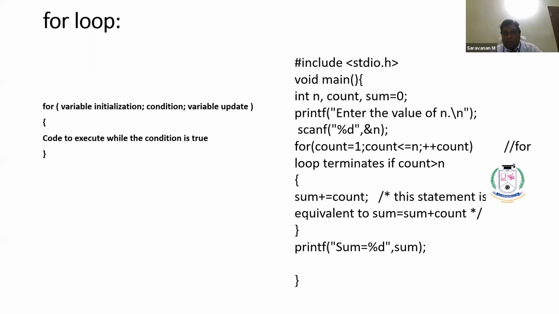In the code, for example, you can see for count equal to 1. This is the initial condition. The final condition is count less than or equal to n, and count plus plus, that is, I'm going to increment the loop by 1. So here, as the count is being incremented, I'm going to create the output.